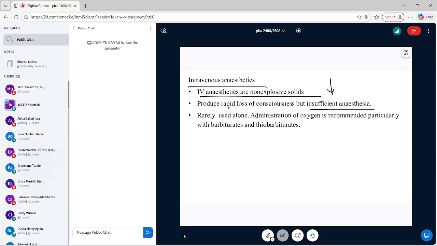Some of them, we say they cause very deep anesthesia. So that is why we give the volatile general anesthetics for maintenance, and also because of the cost. The intravenous general anesthetics are usually quite expensive. Rarely used alone. Administration of oxygen is recommended, particularly with barbiturates and thiobarbiturates. We are going to look at barbiturates, like methohexital, and thiobarbiturates, like thiopental sodium.